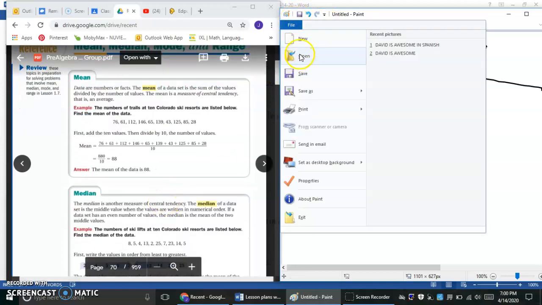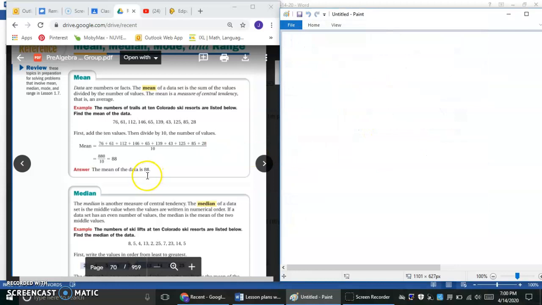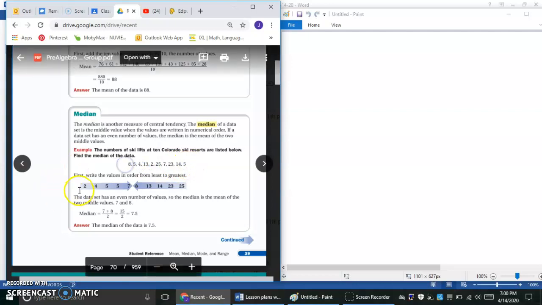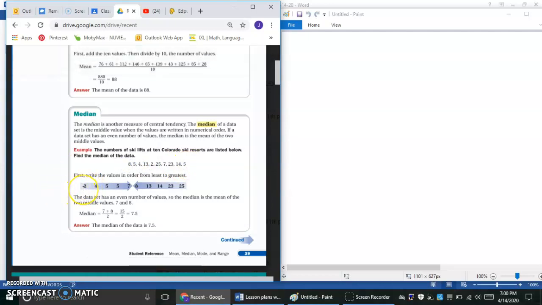The next one is median. So median is just the middle. Think of median as the middle number of the values. They're going to give you a set of numbers, right here. What you need to do is, first of all, no matter what, when you're doing median, you need to place them in order from least to greatest.